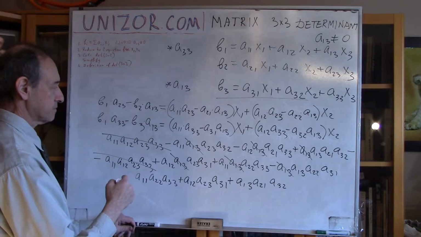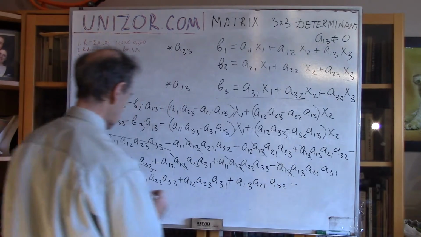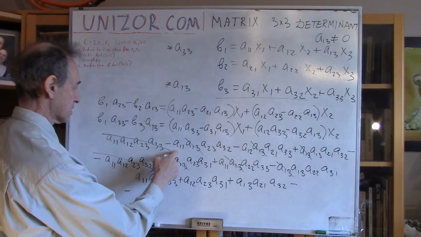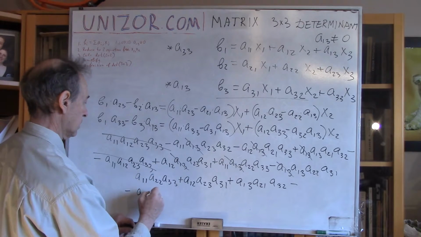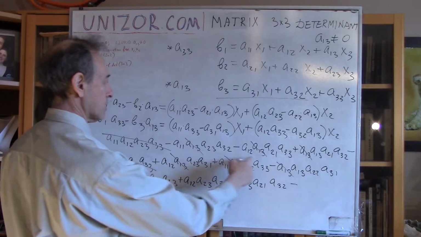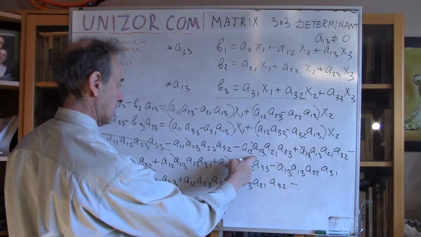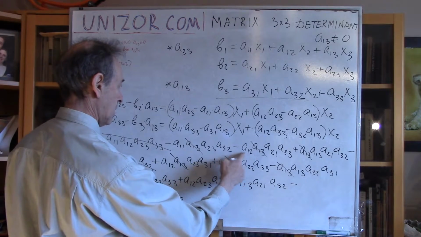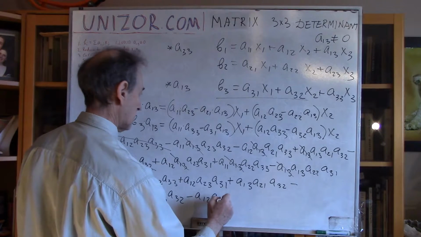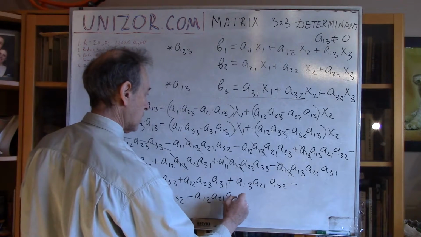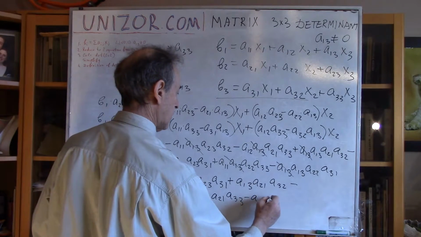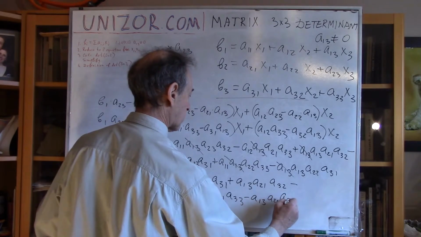Now all minuses. So this is the smallest index, so it's minus A11, A23, A32. Now this is minus A12, A21, A33, and this is minus A13, A22, A31.